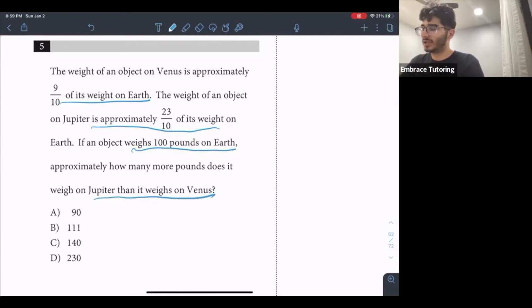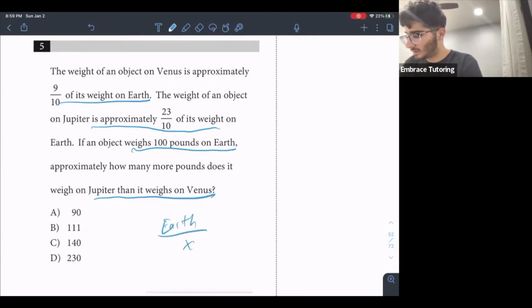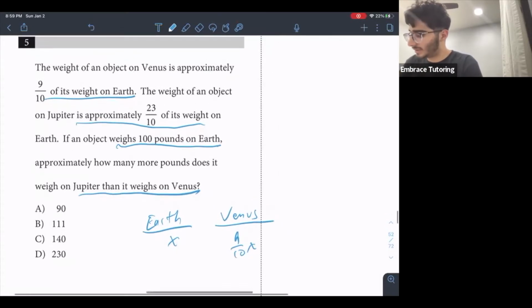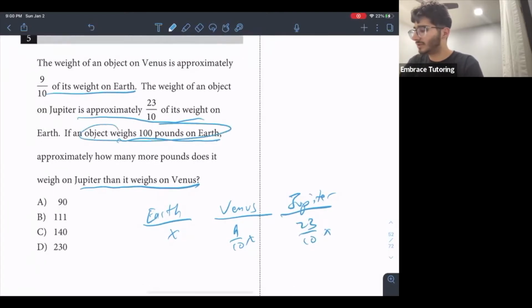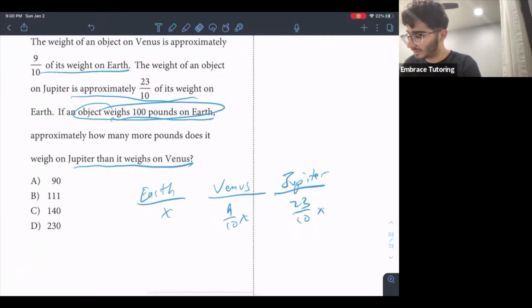So the first thing I would do is assign the weight on Earth to be X. Venus would be 9/10 of the weight on Earth, so it'd be 9/10 X. And then Jupiter would be 23/10 X. Since they give you that the object weighs 100 pounds, X would be 100.